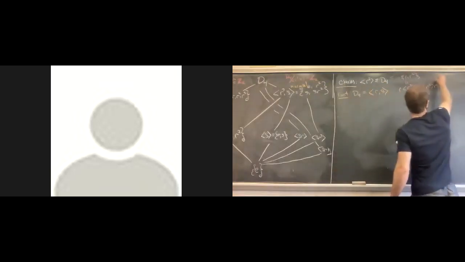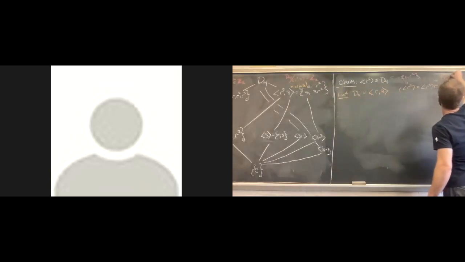Okay, so here's a fact. D4 is generated by R and S, right? And then R squared is going to be the same thing as R squared R. That's pretty clear, you can just write out the elements. Notice the elements here are going to be R cubed. The elements here are going to be R cubed. So as cosets, those are the same, right?